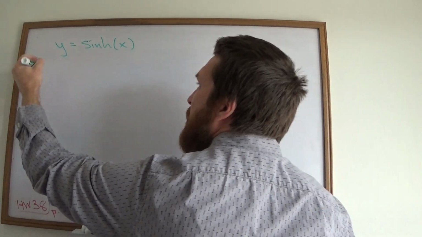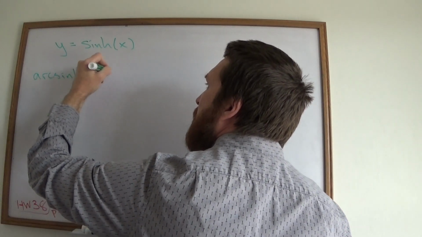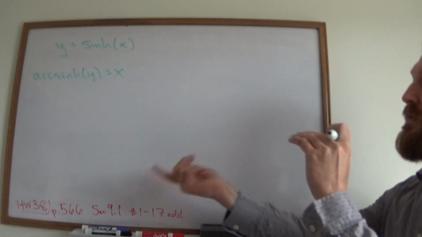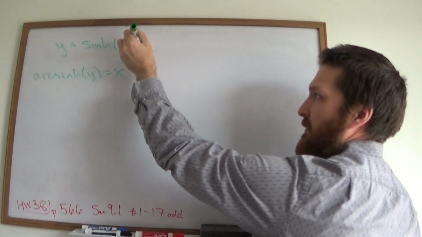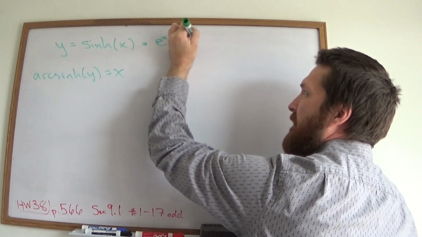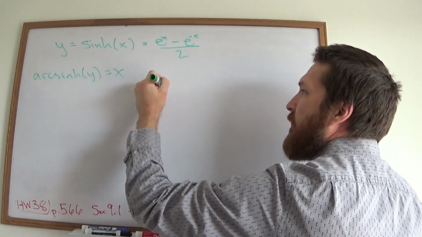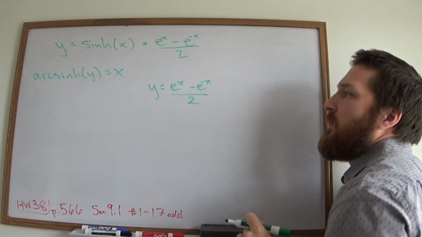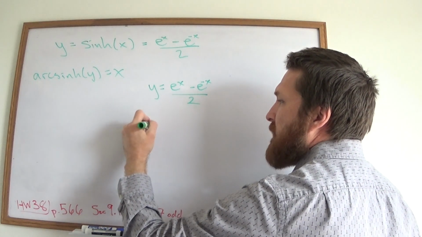I want to know what arc sinh is. I want to find the inverse sinh. So what I'm going to do is this. Let's say this is e to the x minus e to the negative x over 2. I want to exchange the roles of x and y. So I have y equals e to the x minus e to the negative x all over 2. What do you want to do? Multiply by 2. That's where I would start with this.